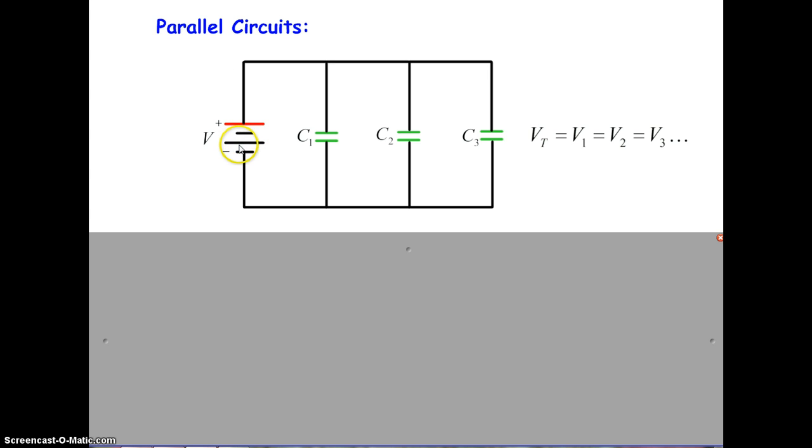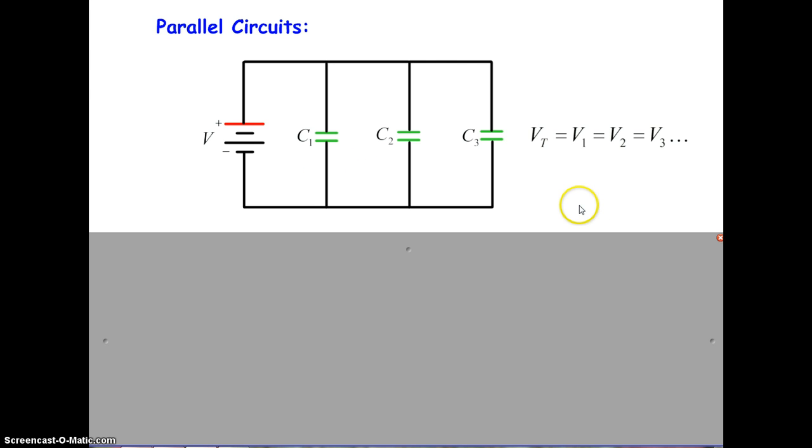The battery does work to put electrons back on the negative terminal, and the current continues to flow through the three branches. The amount of current that flows through each branch is going to depend individually on the capacitance C1, C2, and C3. If they're identical, they would take the total current and split it equally. But if they're not identical, then they will split that current proportionally.